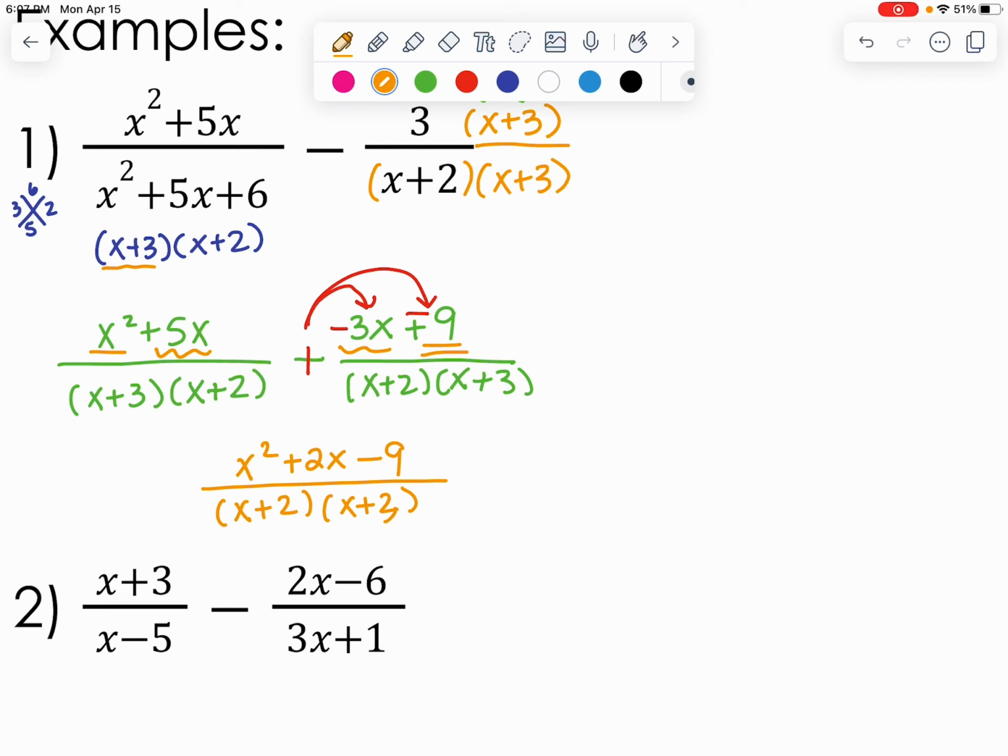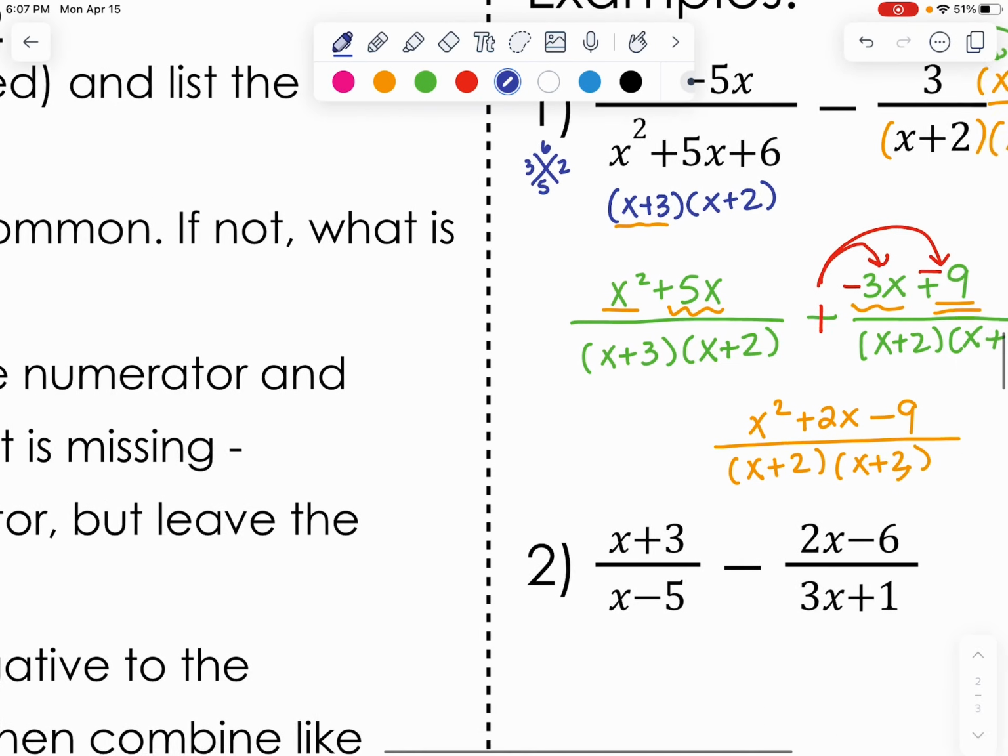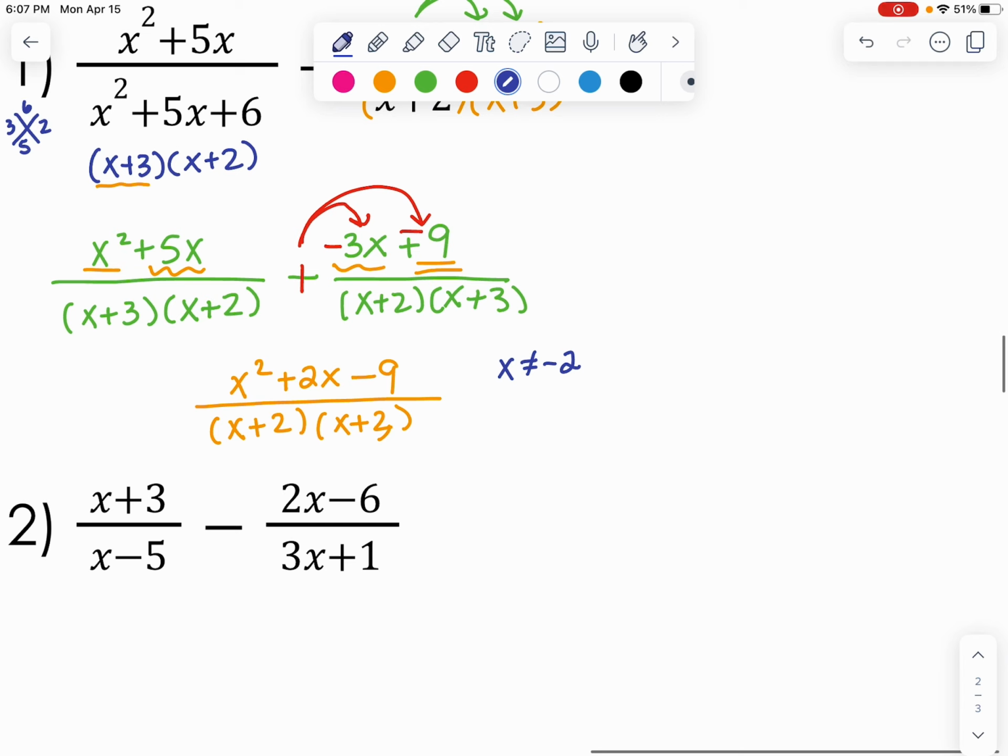The next thing that we want to do is find those excluded values. Remember, they come from the denominator. They're what numbers, if we were to plug them in for x, would make the denominator 0. For the first one, x plus 2, I know that x cannot equal negative 2. And for the second one, x plus 3, I know that x cannot equal negative 3.